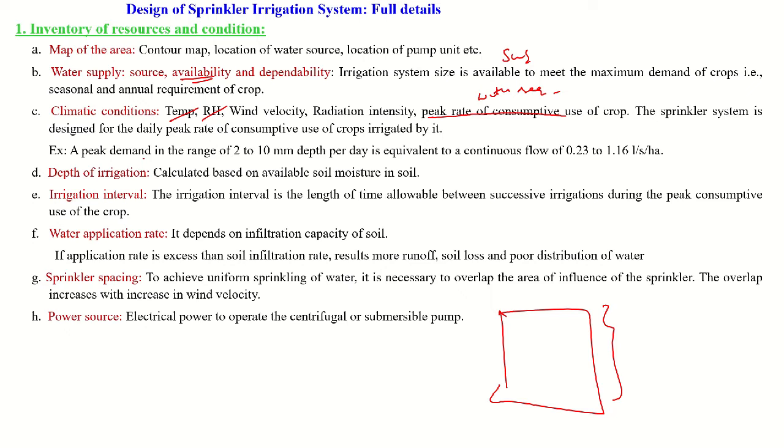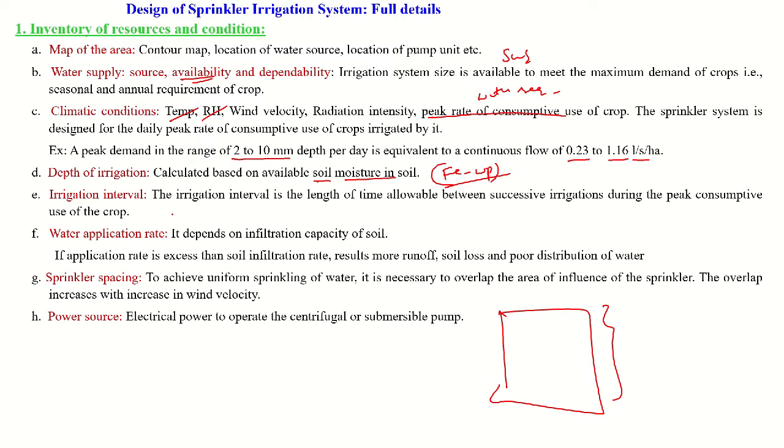Next, normally a peak demand in the range of 2 to 10 mm depth of water per day is equivalent to a continuous flow of 0.23 to 1.16 liter per second per hectare. Next, depth of irrigation. This depth of irrigation is calculated based on your soil and moisture condition, based on your field capacity and wilting point. From the difference you can get the total depth of irrigation water or available soil moisture in the soil.